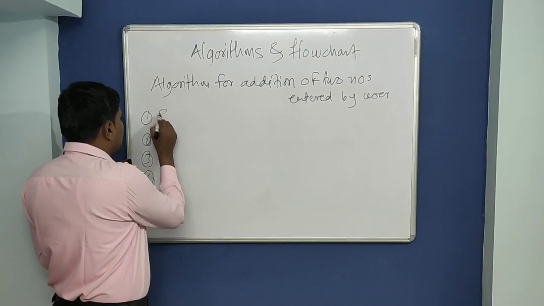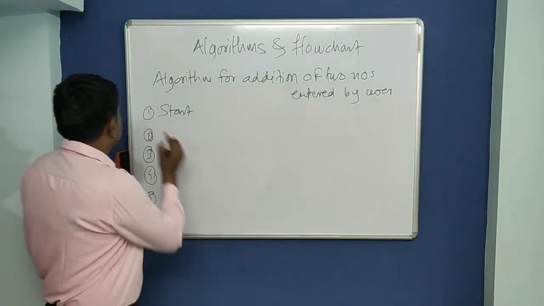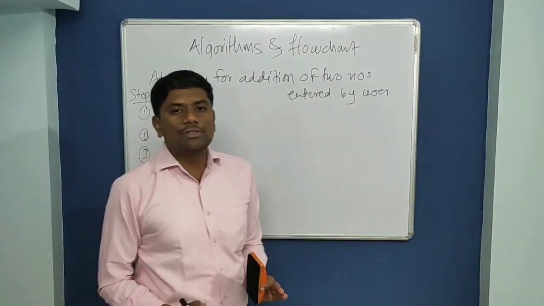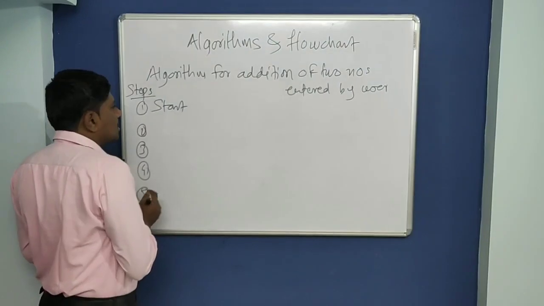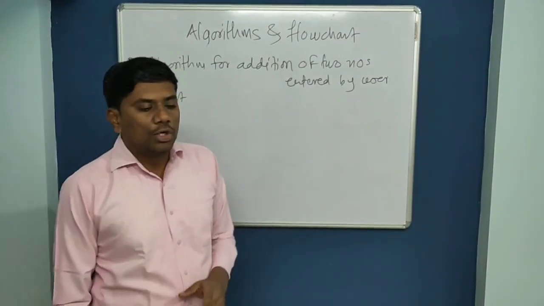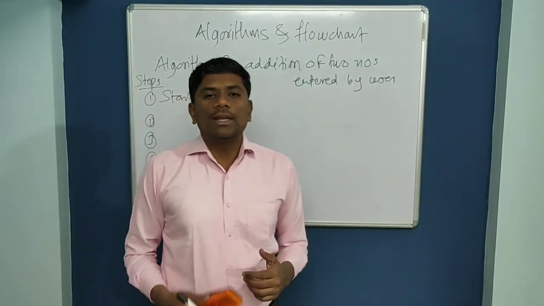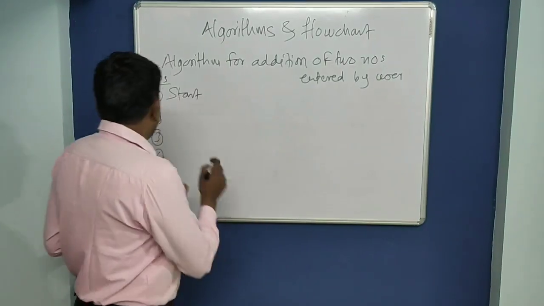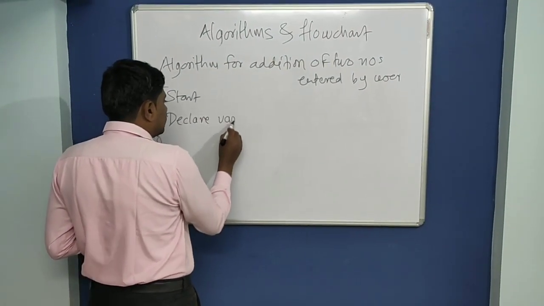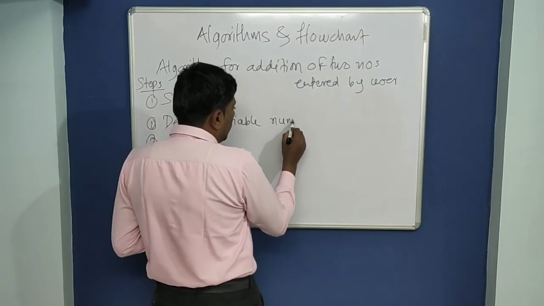So the first step is start. The algorithm should have some starting point. Next, we are going to perform addition of two numbers. We are going to read these two numbers from the user. So we'll require some variables.